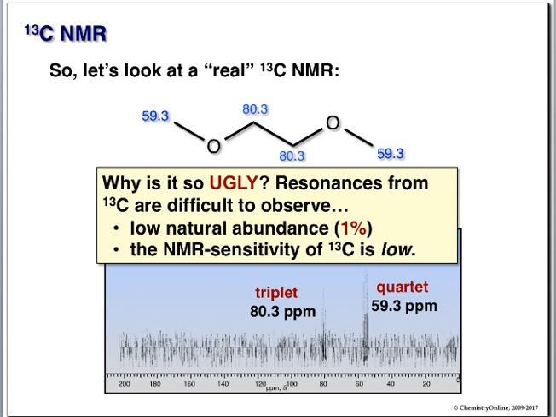That's because of low natural abundance. Only 1% of your sample is showing up here. And there's also a problem with NMR sensitivity. In one of the first slides we looked at things lining up with and without our field. That's referred to as the sensitivity of a nucleus. If you have lots more lining up with than against, that's very highly sensitive.